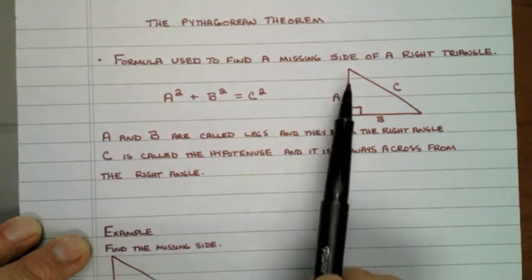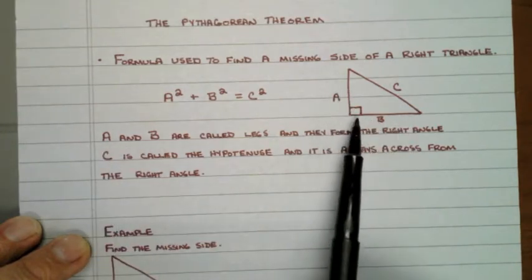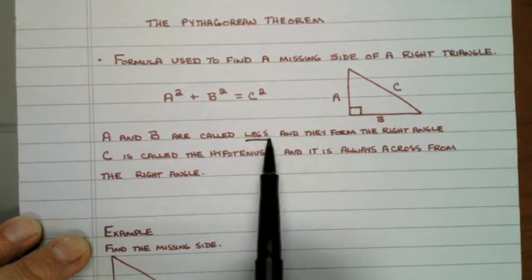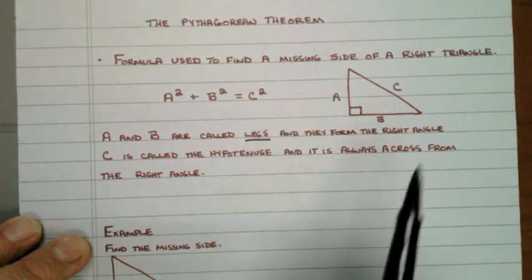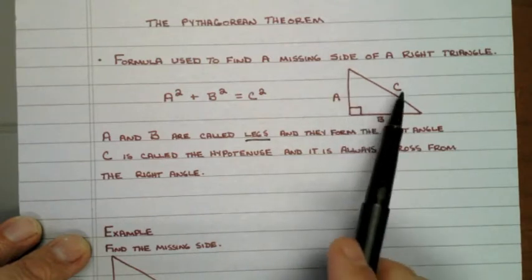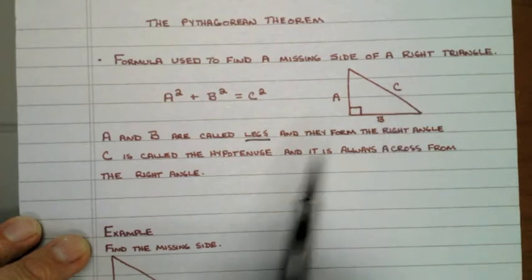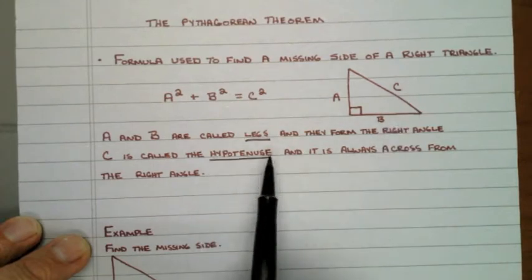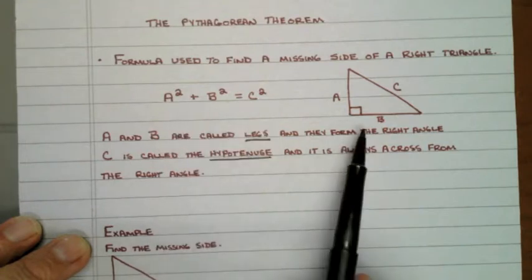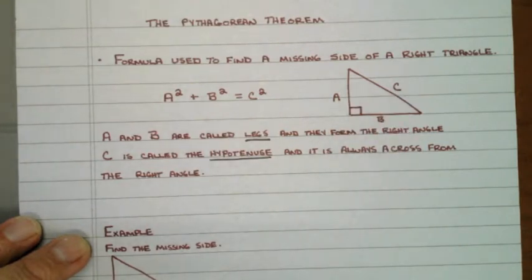So A and B, these two sides right here that form that right angle, have a special name. They're called legs. And the side that's across from the right angle, which will always be the largest side, is called the hypotenuse. Now this formula works with any right triangle, and you can use it to find one of the missing sides.